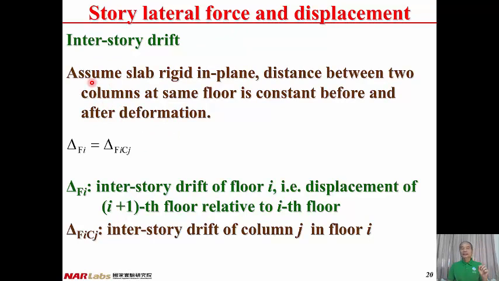Under the assumption that the slab or the diaphragm is so rigid in plane, therefore the distance between any 2 columns at the same floor remains the same before and after deformation. And under this assumption, delta Fi, that's the interstory drift of floor i, equal to delta Fi,cj, and delta Fi,cj is the interstory drift of column j in floor i. Delta Fi is the displacement of i plus 1, that's the upper floor, relative to the i floor, that's the current floor.